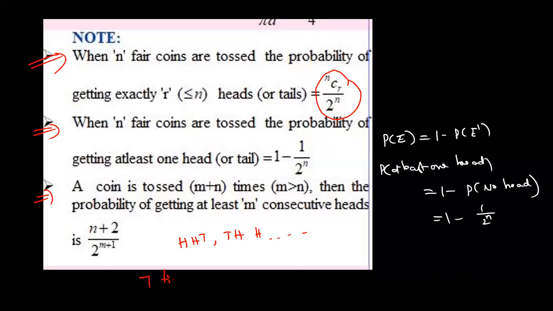7 times, and 4 consecutive heads, what is the meaning here? So 7 means we should write 4 plus 3. So what is the n? n is 3. m is 4. That is the answer. Write down, take the slide.